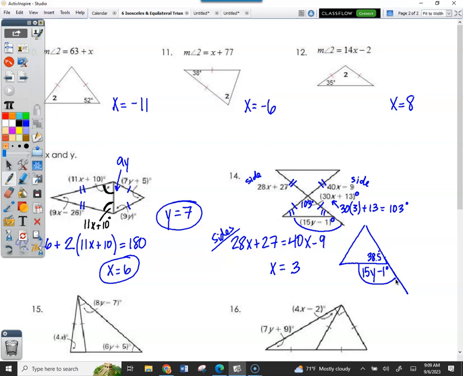So, can you tell me how many degrees would be in this angle out here? 141.5? And that's a smaller equation to set up. So 15y minus 1 would have to equal 141.5.